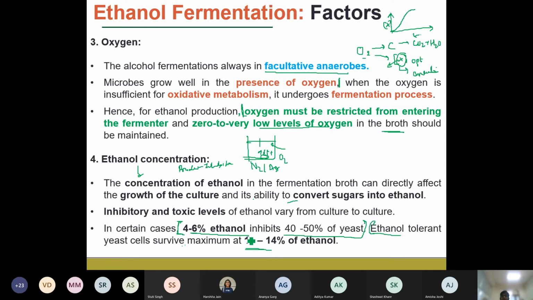So it is very important that whenever the product, the ethanol, is being produced, it has to be replenished, and it has to be taken out from that reactor.